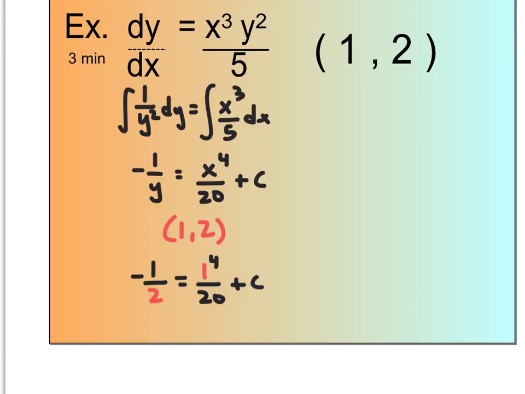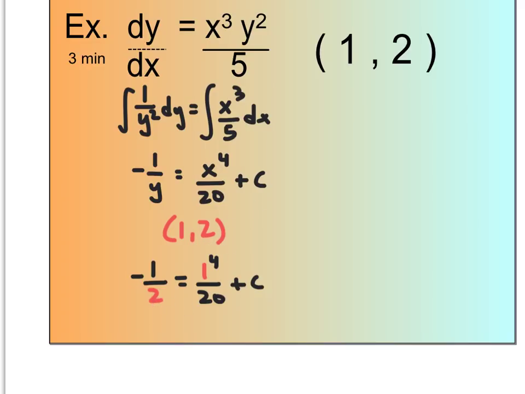All right, so I separated and brought this y squared over as 1 over y squared, left the x cubed over 5 over here. Integrated, got negative 1 over y equals x to the 4th over 20 plus c. Now I'm going to place that initial condition in there to find that constant on the end.